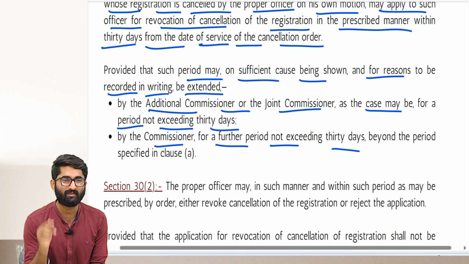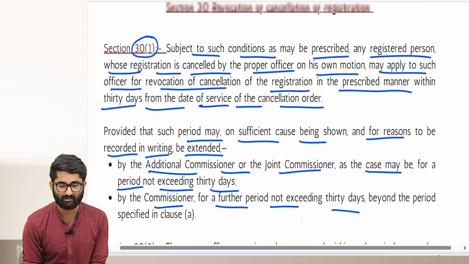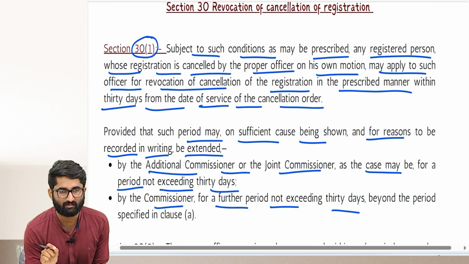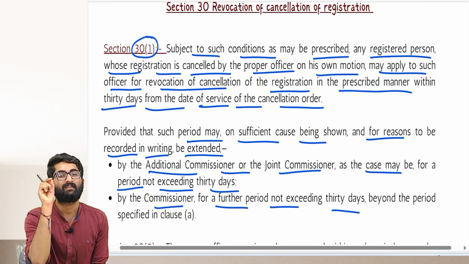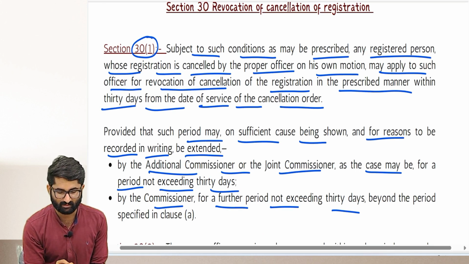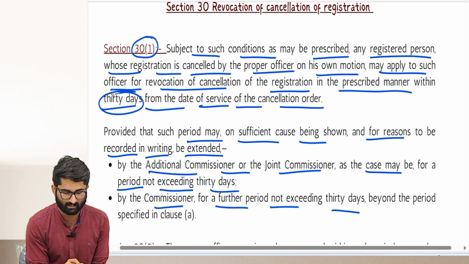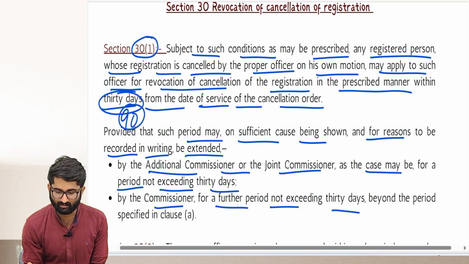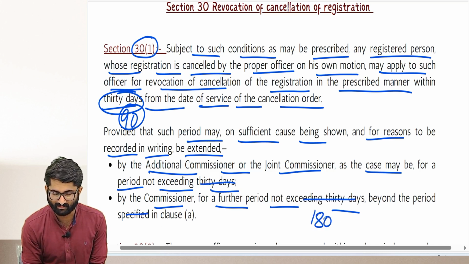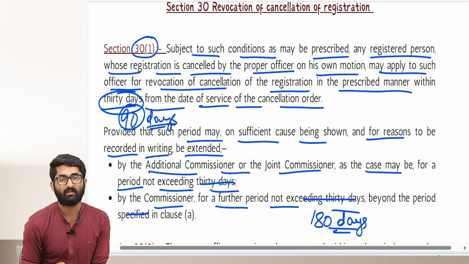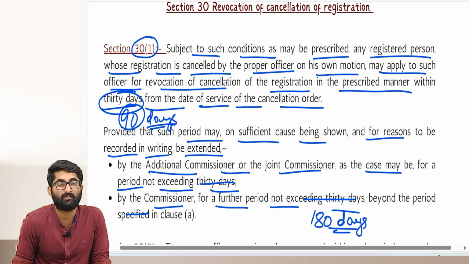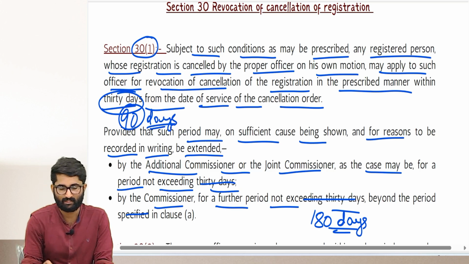But remember people, we have already discussed this in the amendment. If you are not watching the amendment videos, please do watch them. In the amendment video, there is an amendment in this. It is not 30 days now. It is 90 days. And here, it is not 30 plus 30. Finally, they made it 180 days. For revocation of cancellation, it is 90 days, and the extension is 180 days.